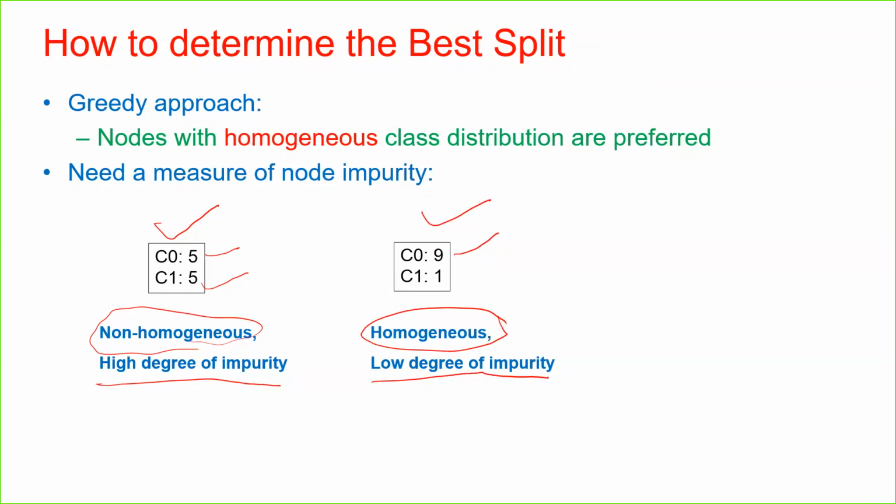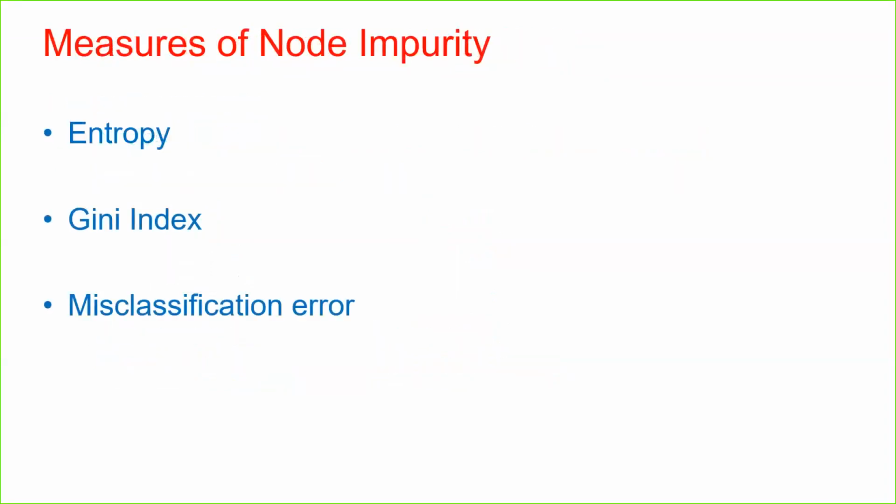It means we need some measure of node impurity. There are different measures of node impurity. Popular ones are entropy, Gini index, and misclassification error. In this class, I'll be discussing entropy only. In the slides, I will give you the Gini index also. Entropy is the degree of impurity, a measure indicating the degree of impurity. I'll tell you how to compute this entropy.